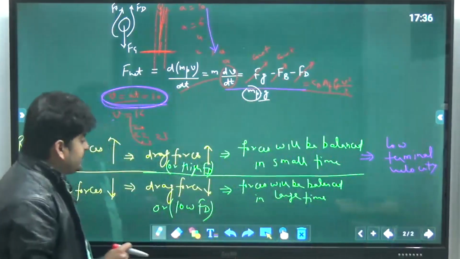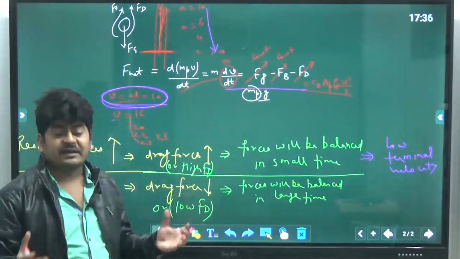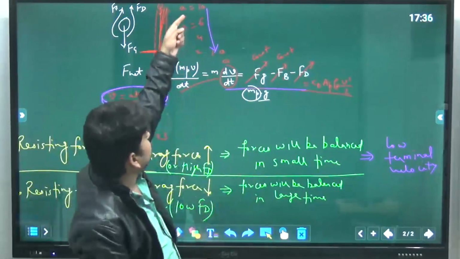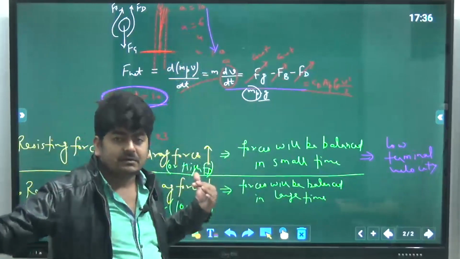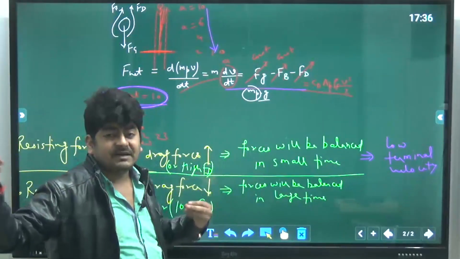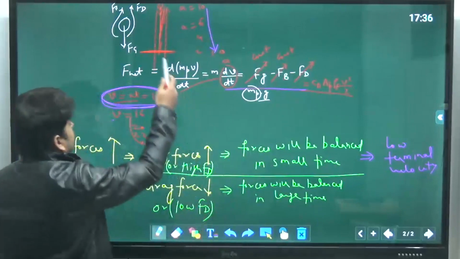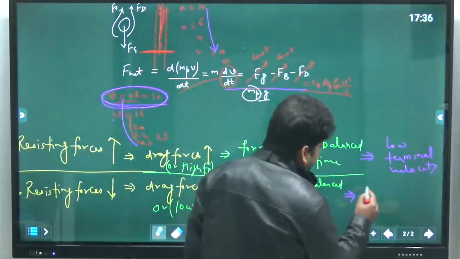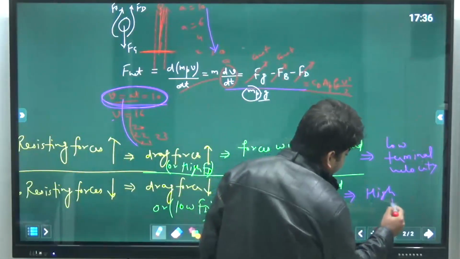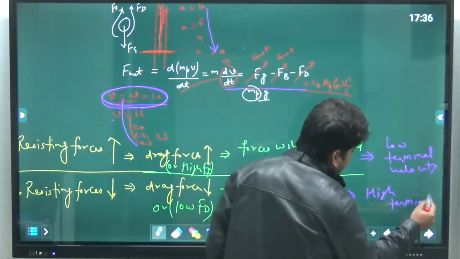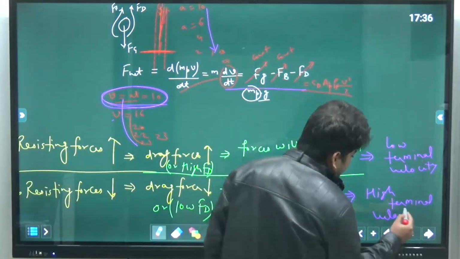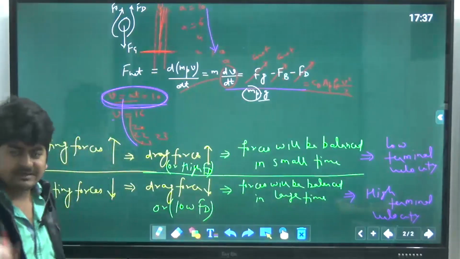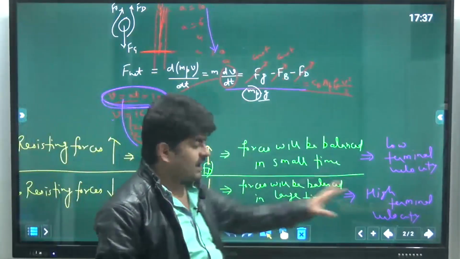Okay, similarly, if forces are being balanced in a longer duration, the drop in acceleration will be very slow. And when drop in acceleration is very slow, then rise in velocity will be more, and we can say we will have the higher terminal settling velocity or terminal rising velocity, whatever it is. So in short, I am writing terminal velocity. Okay, because it depends whether it is rising or settling. I hope this is clear.